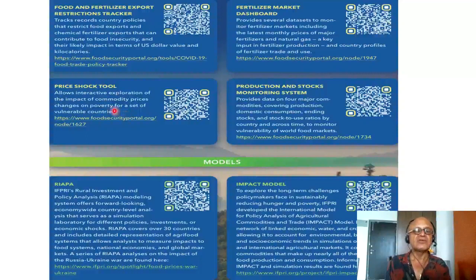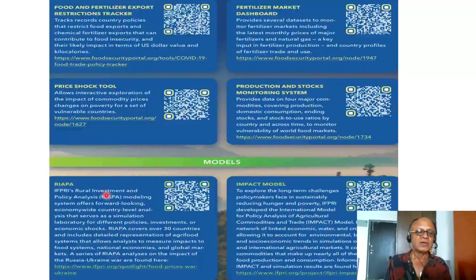Price Shock tool allows interactive exploration of the impact of commodity price changes on poverty for a set of vulnerable countries. So using some index, the VAM, vulnerability analysis and mapping kind of things, to make a list of countries that need to be tracked for the Price Shock tool. Production and stocks monitoring system provides data on 4 major commodities covering production, domestic consumption, ending stocks, and stock to use ratios by country and across time to monitor vulnerability of world food markets.